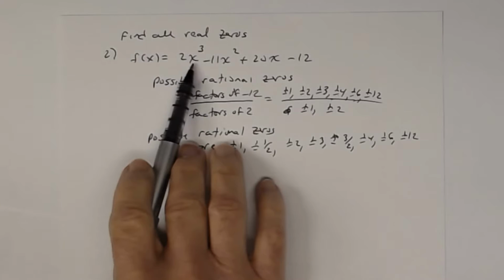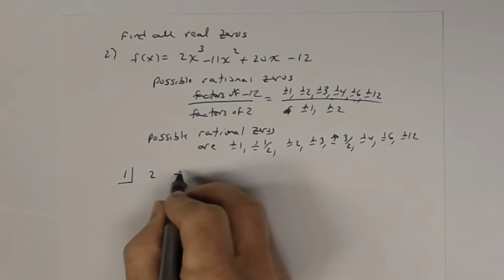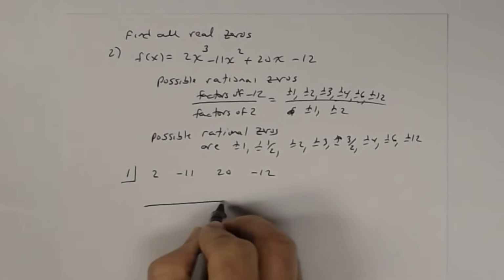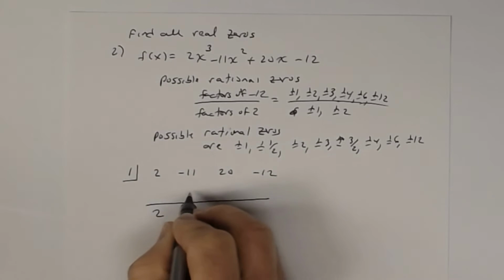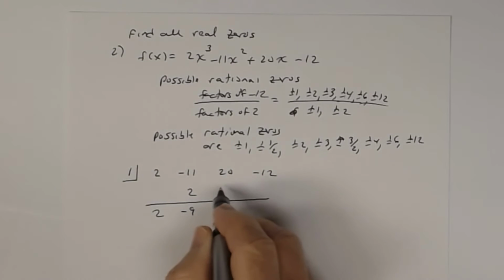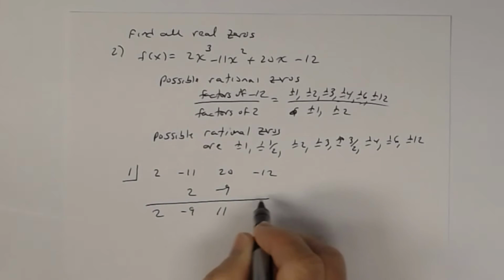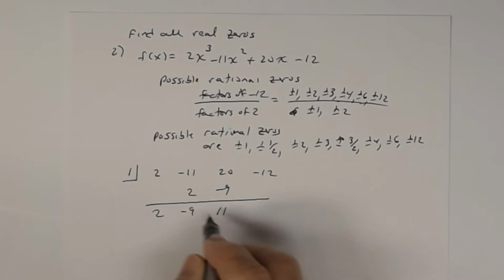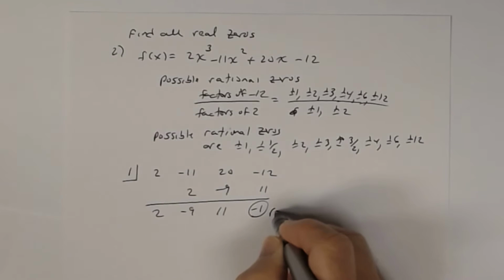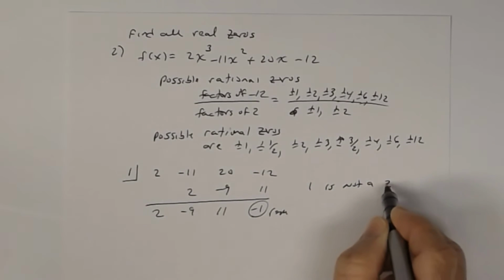I don't have any missing terms. It's already in descending order, so I have 2, negative 11, 20, negative 12. Bring down the 2. 1 times 2 is 2. Negative 11 plus 2 is negative 9. 1 times negative 9 is negative 9. 20 plus negative 9 is 11. 1 times 11 is 11, so you get negative 1. That's your remainder, which means that 1 is not a zero or a root.